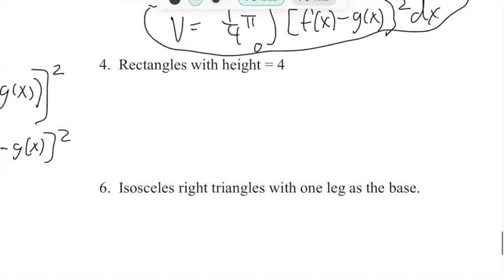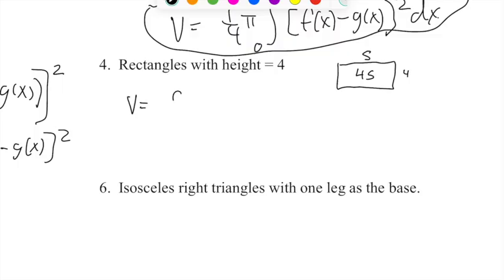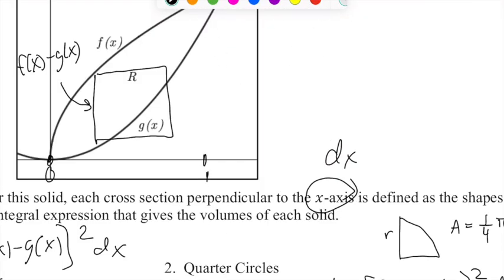Okay, rectangles with height 4. So that means this is going to be 4, and that's the side length. Now, the area here is 4s. So my volume is going to be the integral of 4, what we call s dx. And then what is our side length compared to x? Well, again, this side length, that's our s. That's just going to be f of x minus g of x.